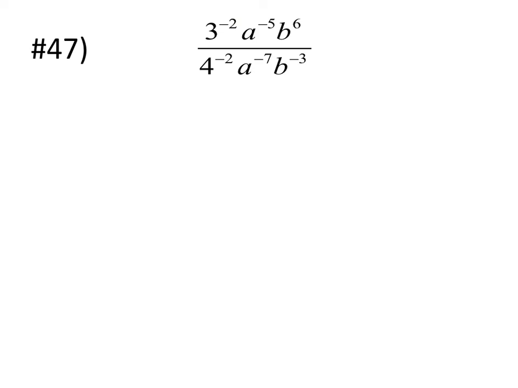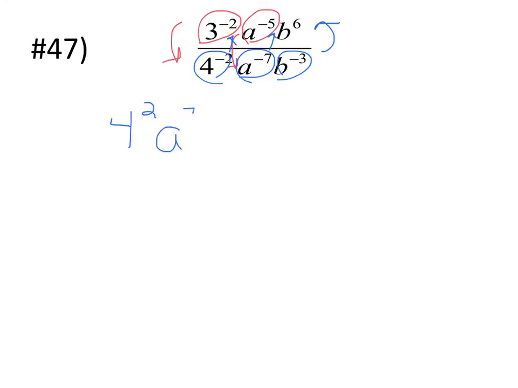Okay, 47. All right, this looks fun. All right, let's drop things like it's hot. So this and this are going to drop like it's hot. And then this, this, and this are going to raise to the top, right? So let's rewrite. So in our numerator, we're going to have 4 squared, a to the 7th, b to the 3rd. These are the ones that we just raised to the top.